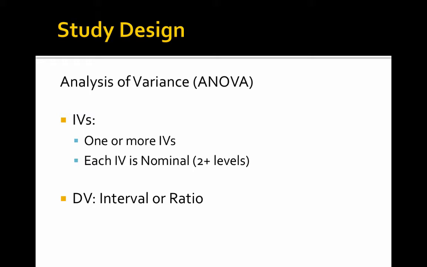valued. And we can look at each one of those independent variables by itself, and then we can also look at what happens when those independent variables are interacting with each other, and if that has an impact on the dependent variable. Our dependent variable is an interval or a ratio. It's essentially a number that we're going to work with.